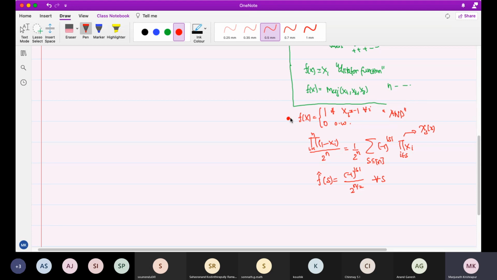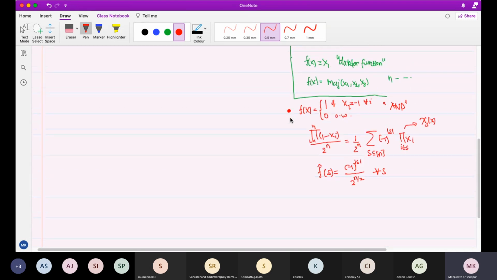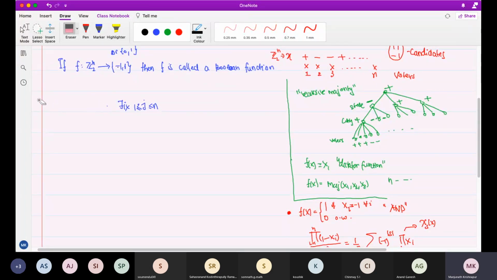So you can try the other one. It's something similar for 1 plus xi. So the dictator. Maybe these examples are actually useful, so let's just do a couple of them. Another example: let's take f of x equal to x1. What is its Fourier coefficient?